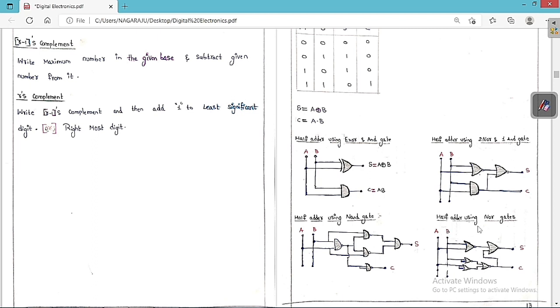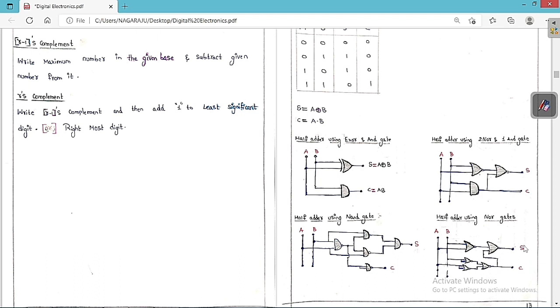Suppose you want to build the half adder using NOR gates alone. I already told you that if you want to build an AND gate using NOR gates, then we require 3 NOR gates. The remaining thing was the same as the previous case. So total 1, 2, 3, 4, 5.